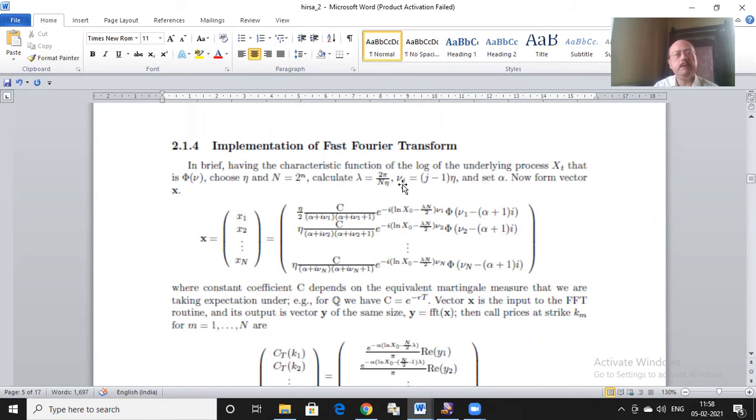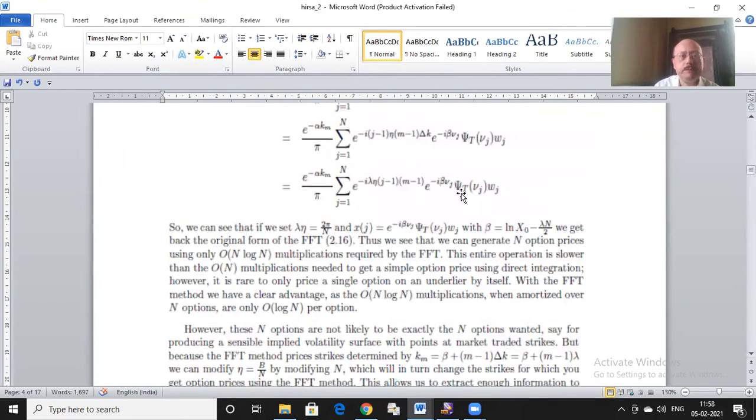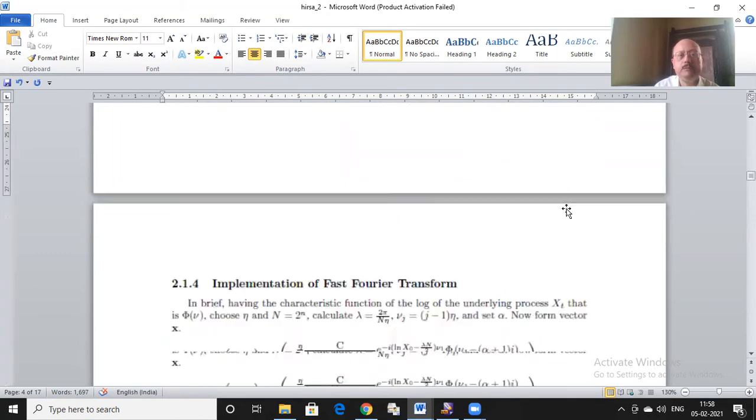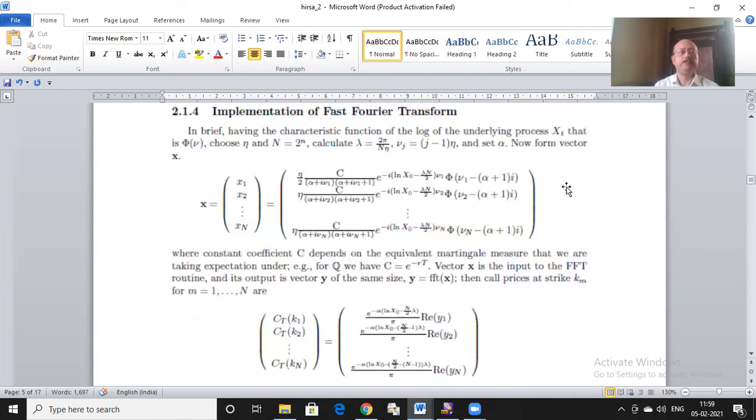Then the steps nu j will be j minus 1 times eta, and we have to set a particular value of alpha. This is a matter of choice, and typically we find a good choice of alpha by looking at empirical performance of the algorithm, because the damping factor will be there, so we have to choose it smartly.